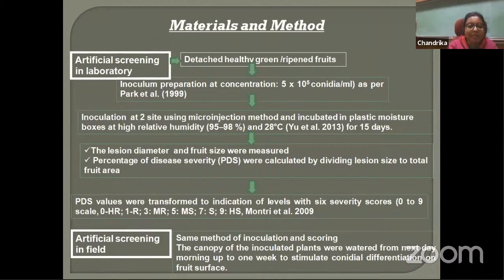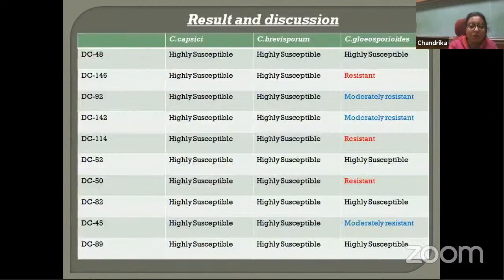The lesion diameter and the fruit size were measured. The percentage of disease severity was calculated by dividing the lesion size by the fruit area. For artificial screening in the field, the same method of inoculation and scoring was done. The canopy of the inoculated plants was watered from the next morning up to 1 week to stimulate conidial differentiation.